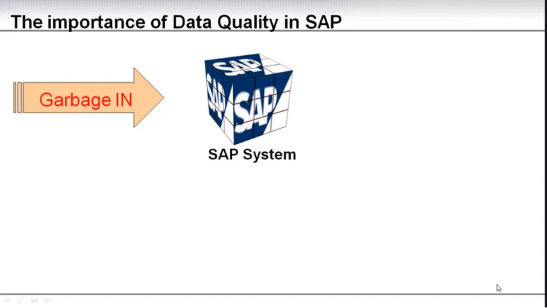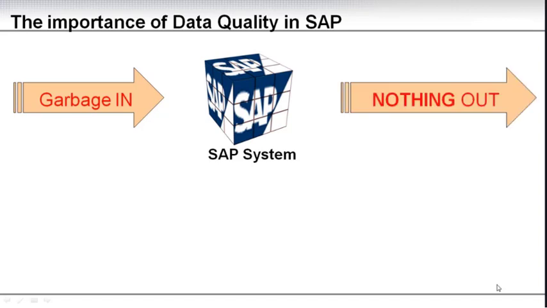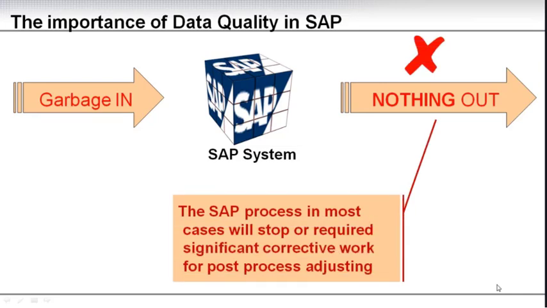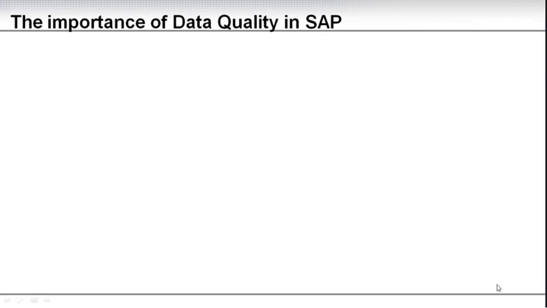Now, in an SAP world, if you have the same situation where you are having garbage coming into your SAP system, in most cases you will have nothing coming out. And you could say that the SAP process in most cases will stop or require significant corrective work for process adjustment or even additional work before this process can continue. So traditional garbage in, garbage out. In SAP, the term is garbage in, nothing out. And that's why the data quality is very important when you talk about SAP systems.